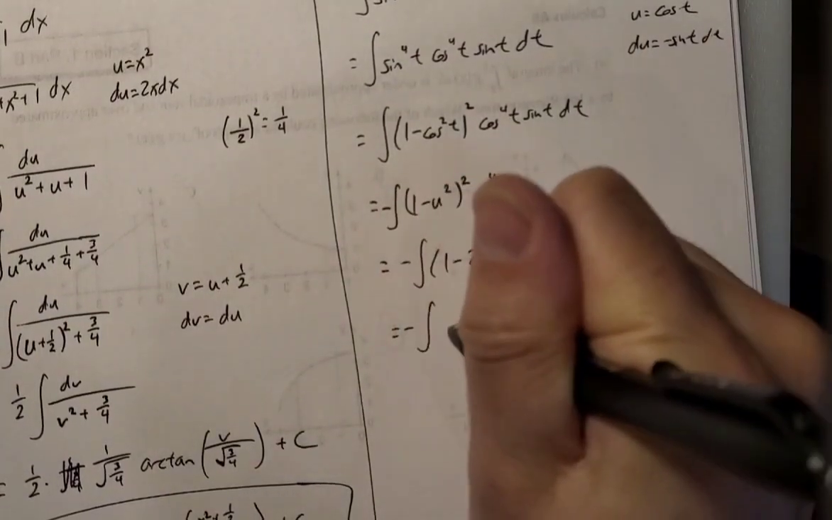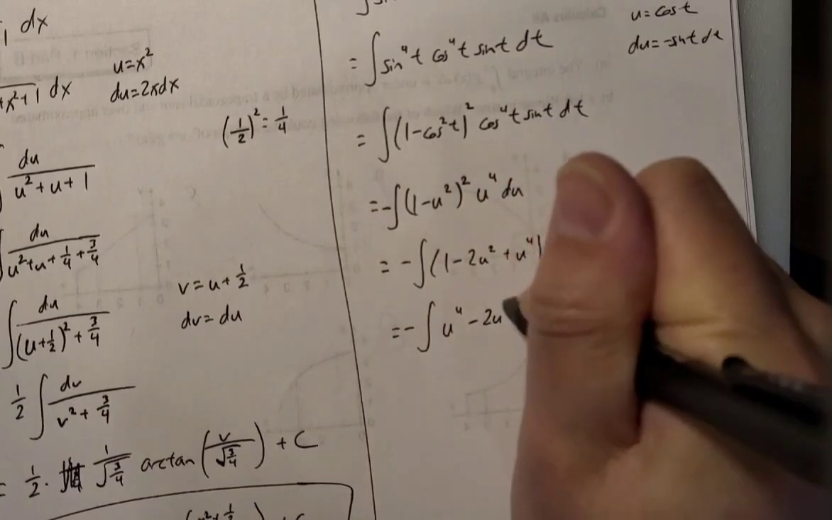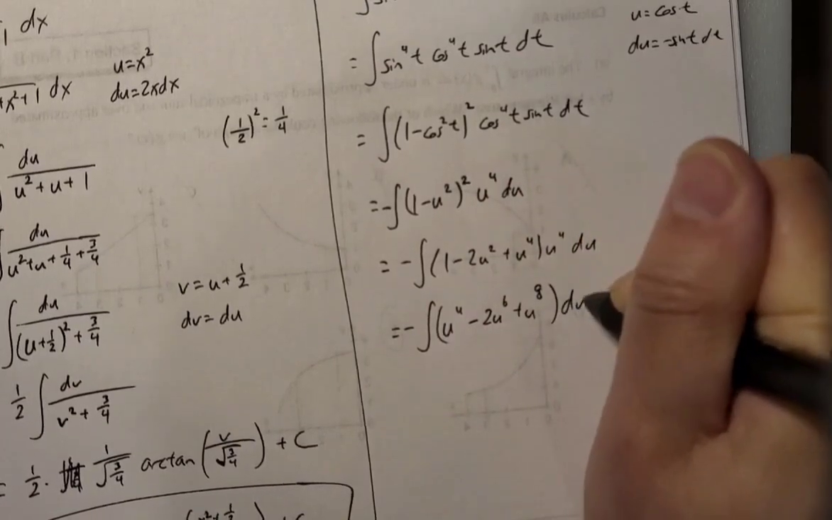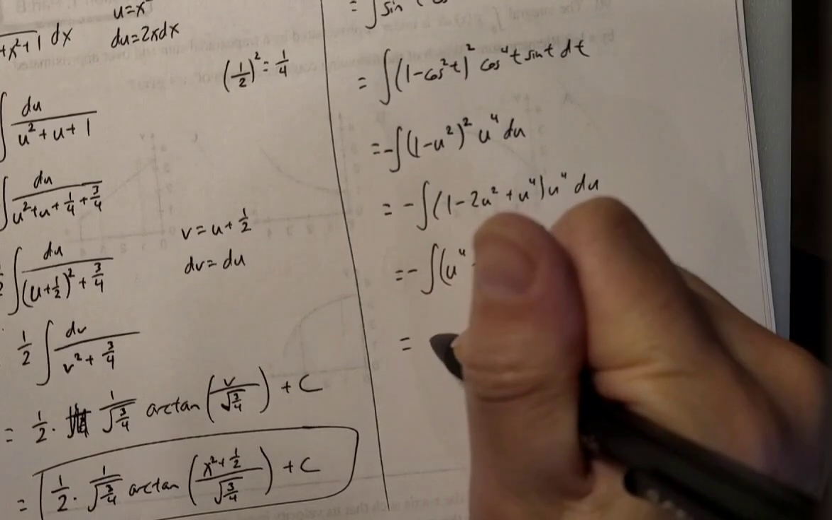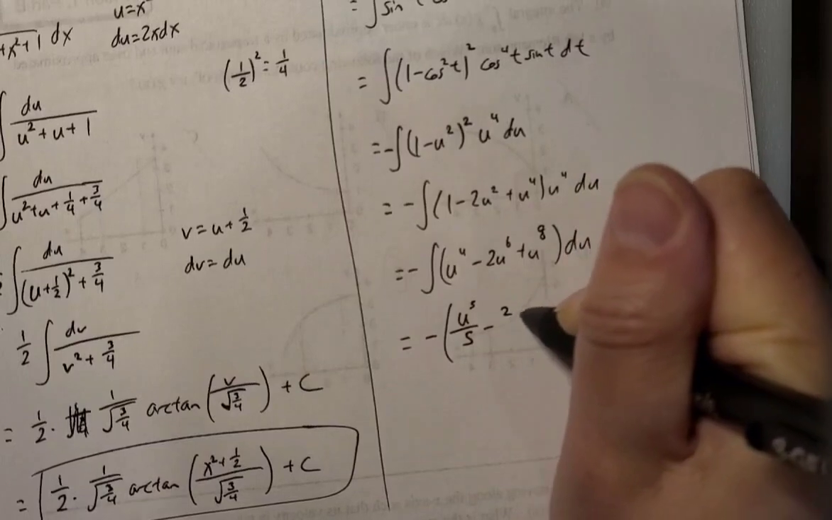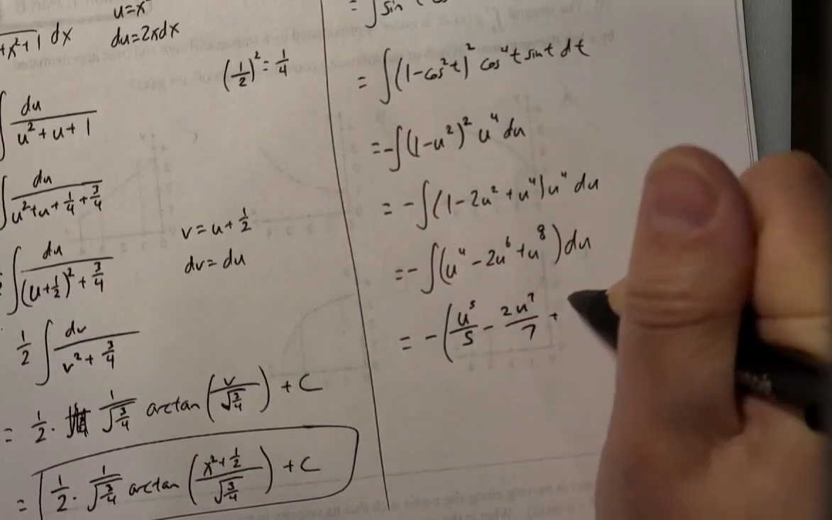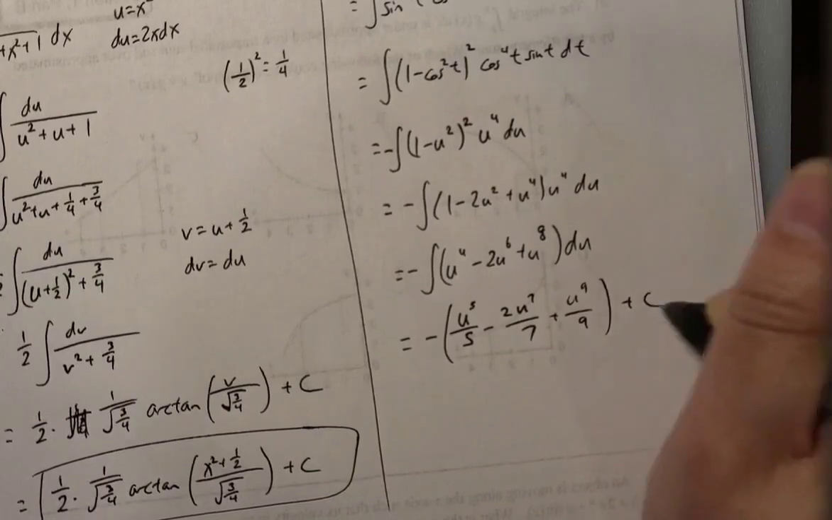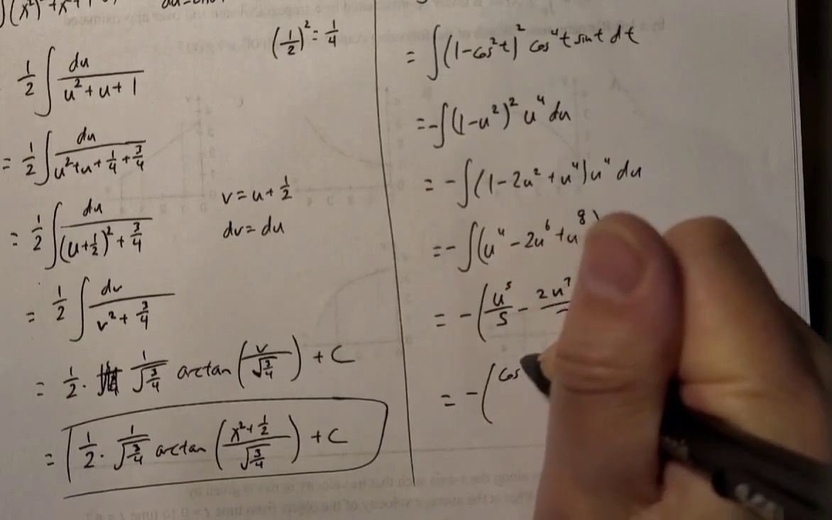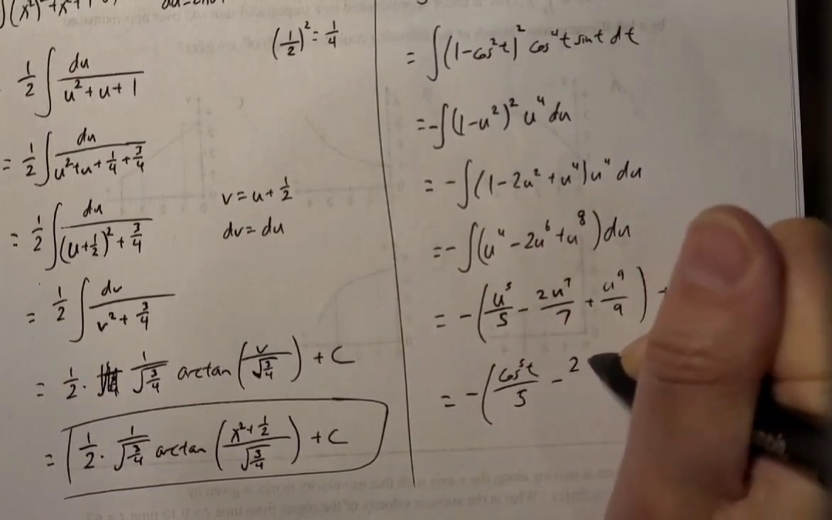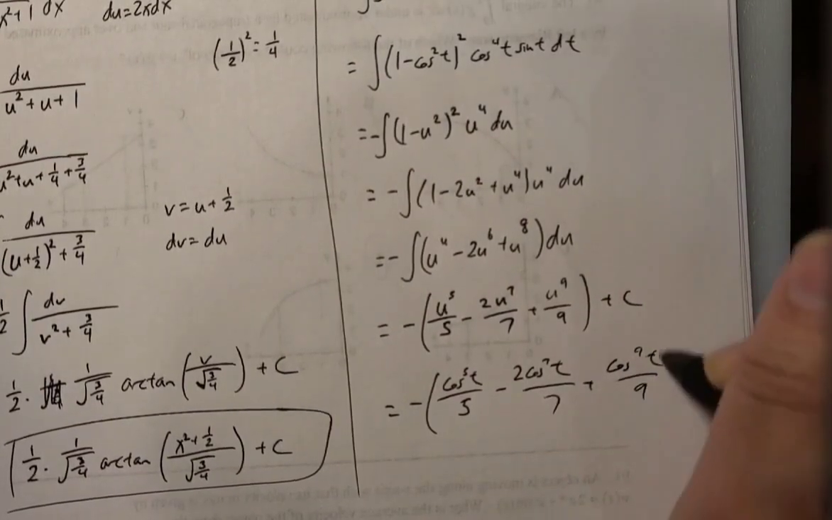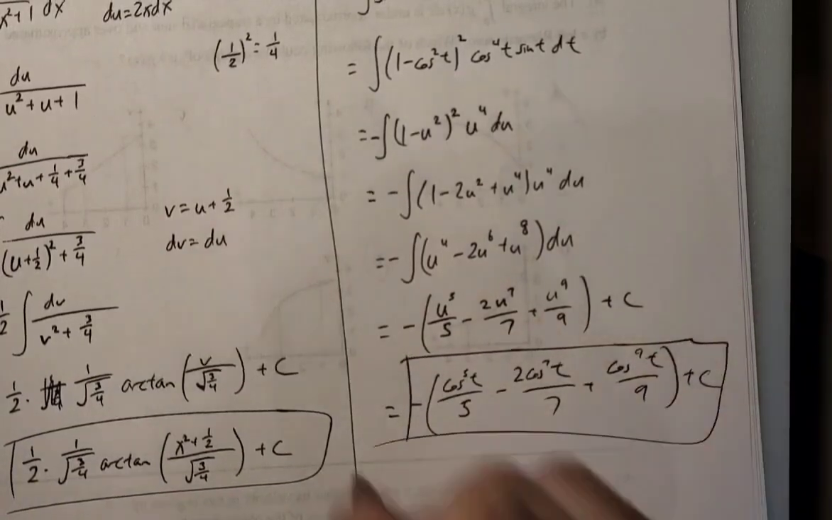So we can say it's u to the 4th minus 2u to the 6th plus u to the 8th du. Okay, so this is just power rule, minus parentheses u to the 5th over 5 minus 2u to the 7th over 7 plus u to the 9th over 9 plus c. We back substitute u was cosine, so minus cosine to the 5th over 5 minus 2 cosine to the 7th over 7 plus cosine to the 9th over 9 plus c. And that's my answer.